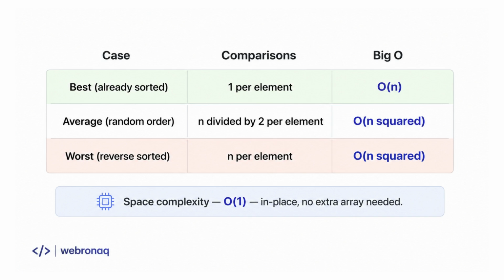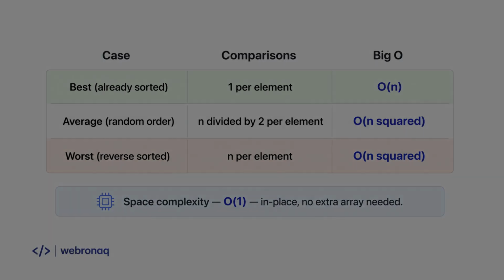Slow on large inputs. Average case lands at big O of n squared too, because on random data you still end up doing roughly half those comparisons per element. Here is the good news though. Space complexity is big O of 1. Insertion sort sorts in place, using no extra array at all. Next we will look at exactly when that trade-off works in your favor.